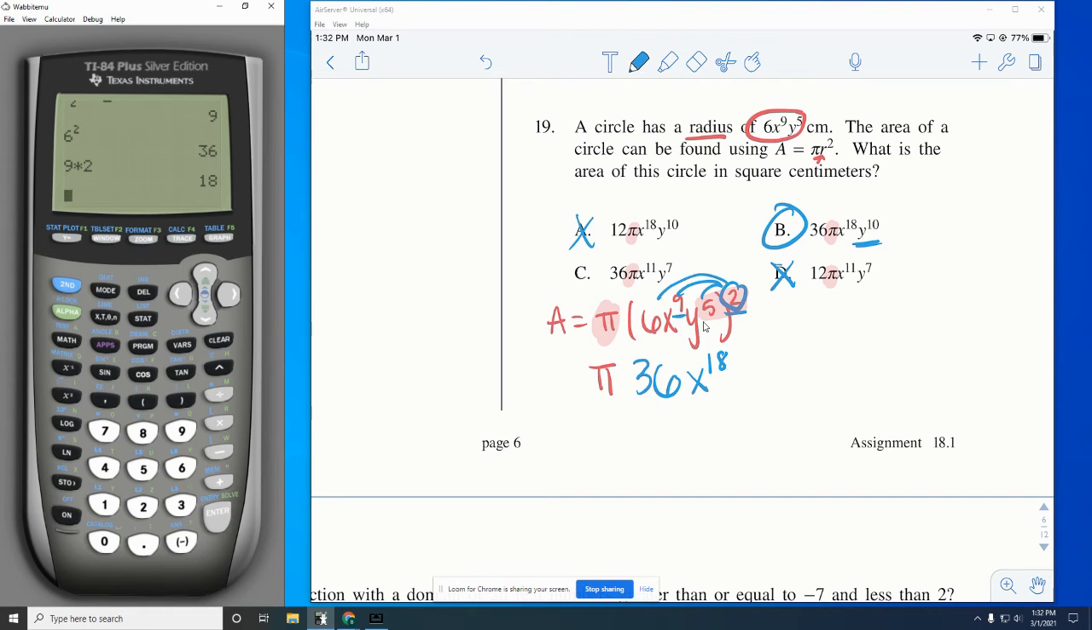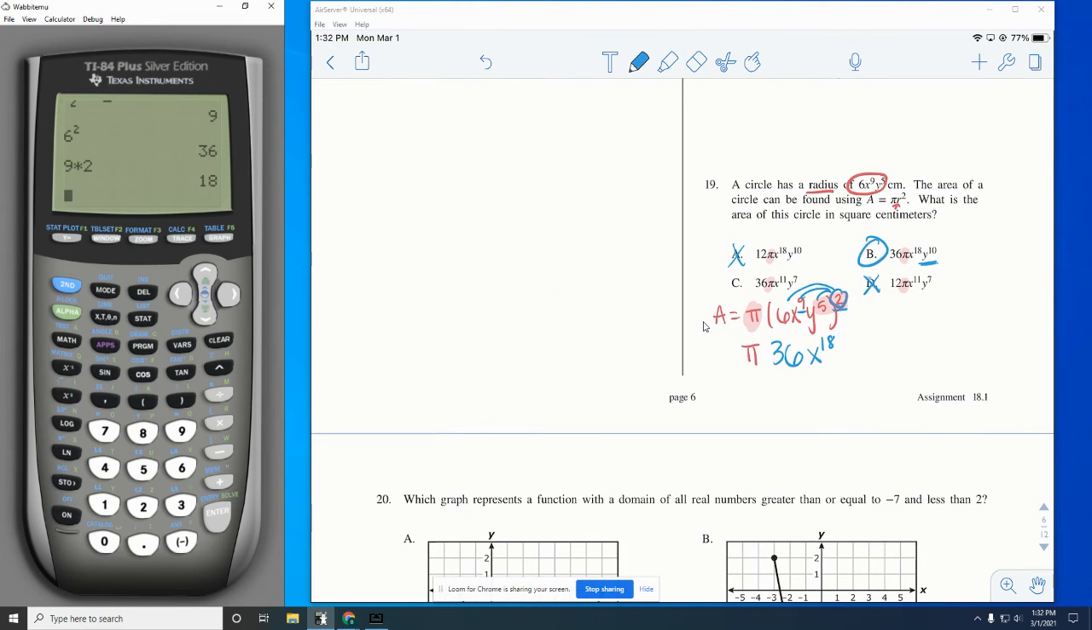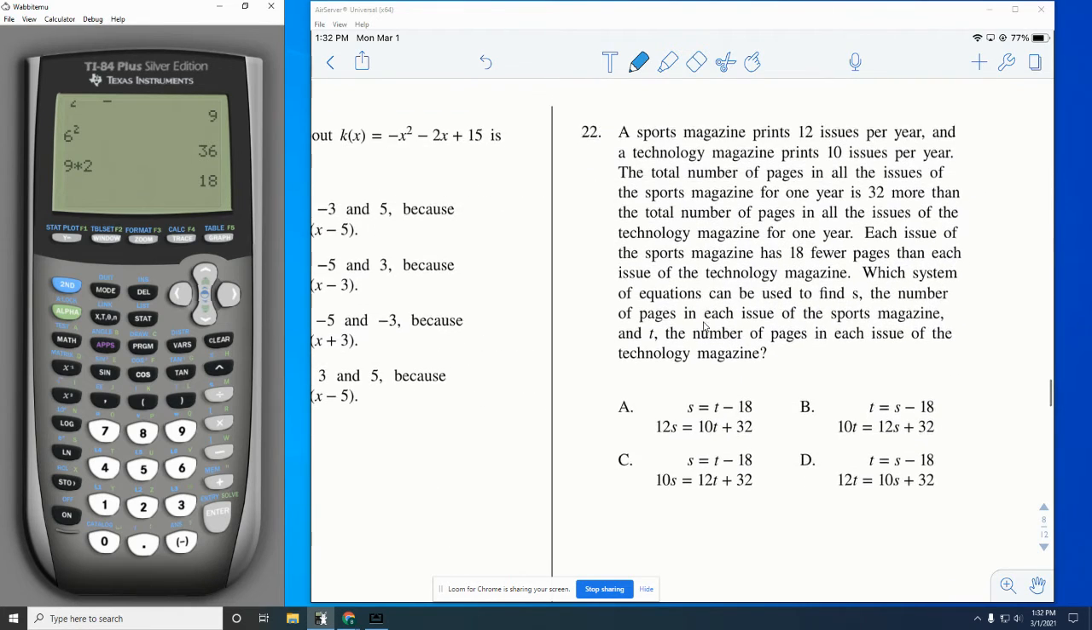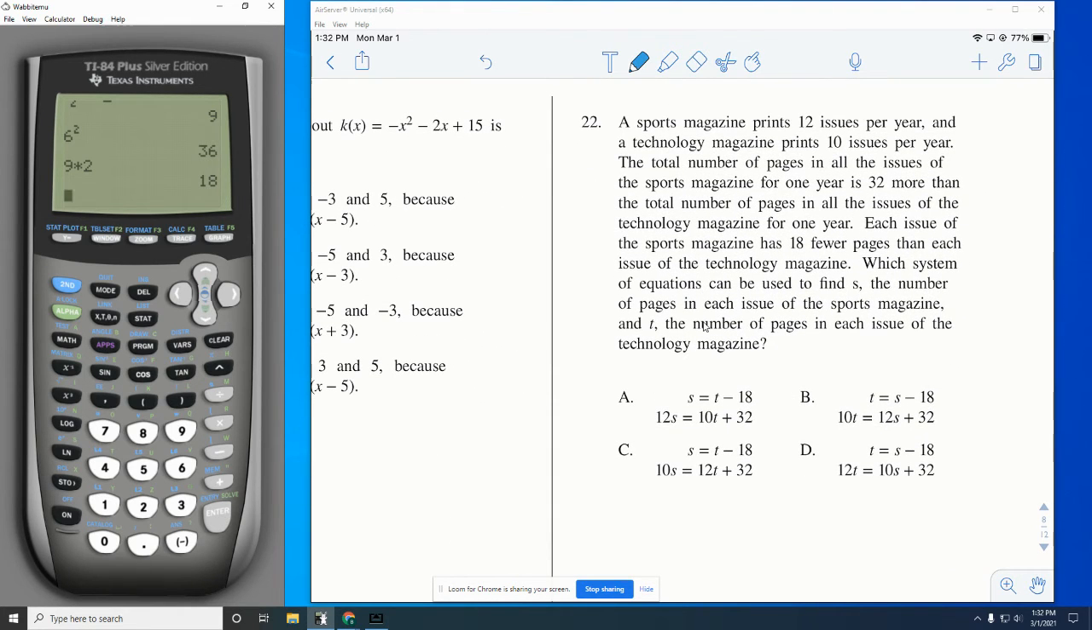With this one, you don't really have to work out the entire problem because just one part cancels out, like knowing 36 cancels out A and D, and then knowing an X or a Y cancels out C. Okay, and then flip a little bit more to problem 22. We got another systems problem here that I want to make sure you are ready for.